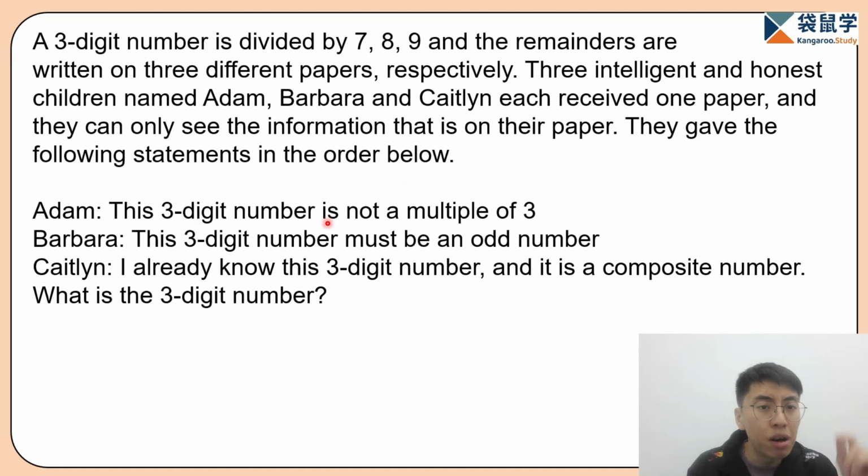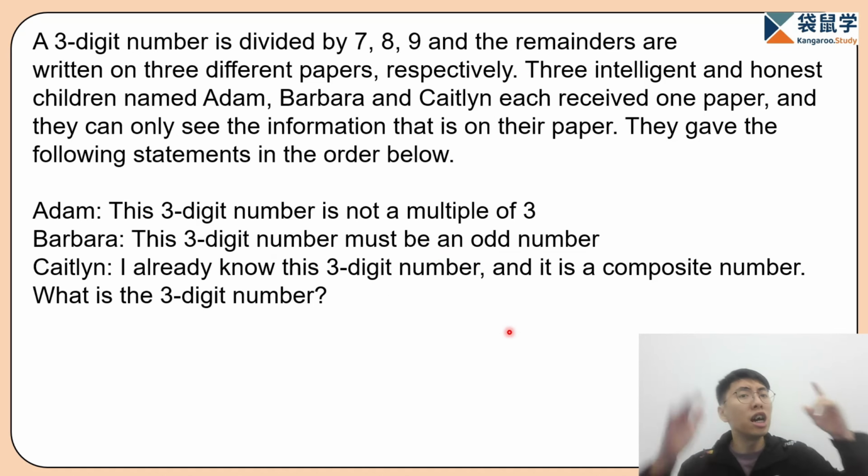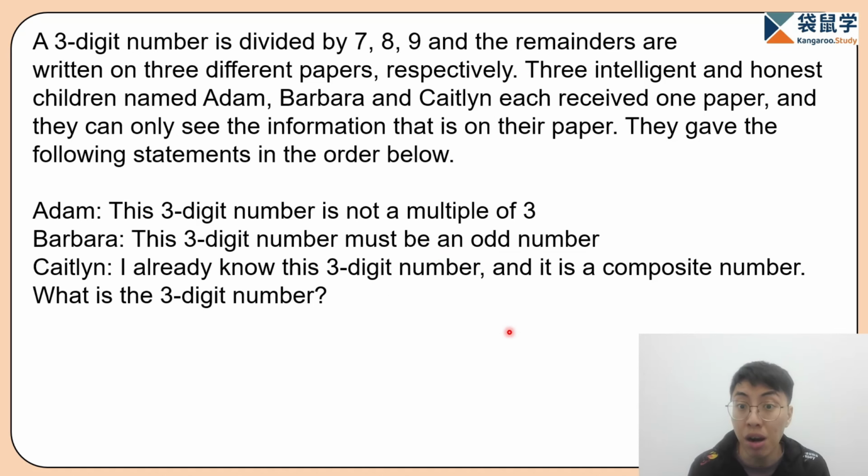This 3-digit number is not a multiple of 3, says Adam. Barbara then says this 3-digit number must be an odd number. And lastly, Caitlyn says, I already know this 3-digit number. It is a composite number. Now the question asks, what is the 3-digit number?